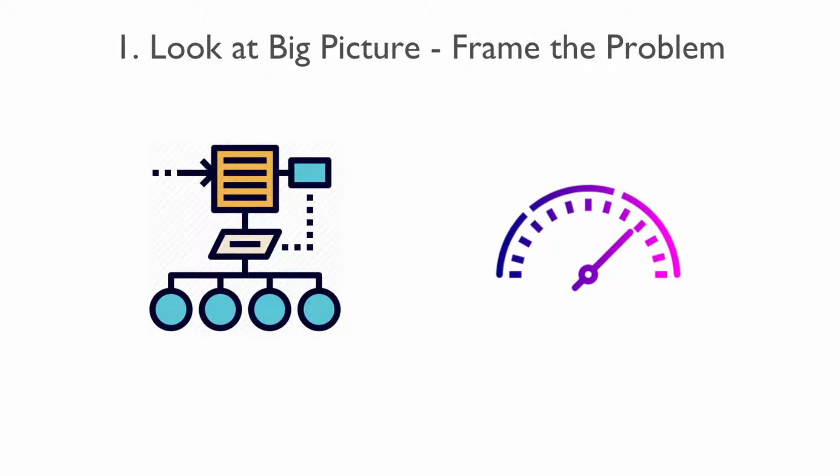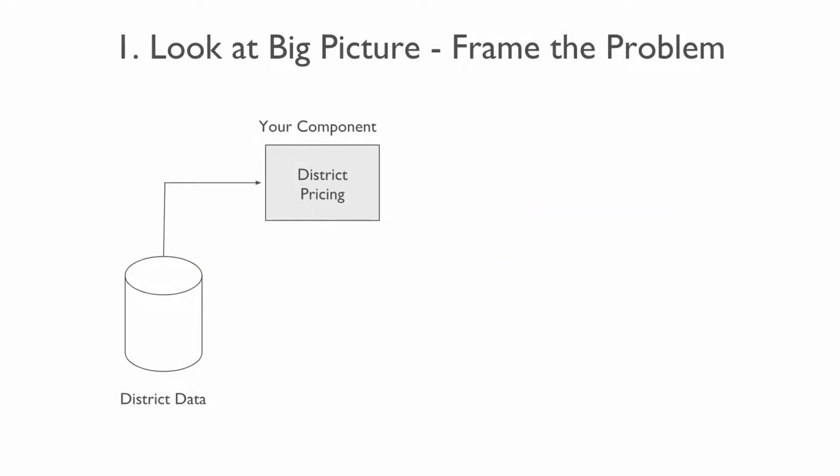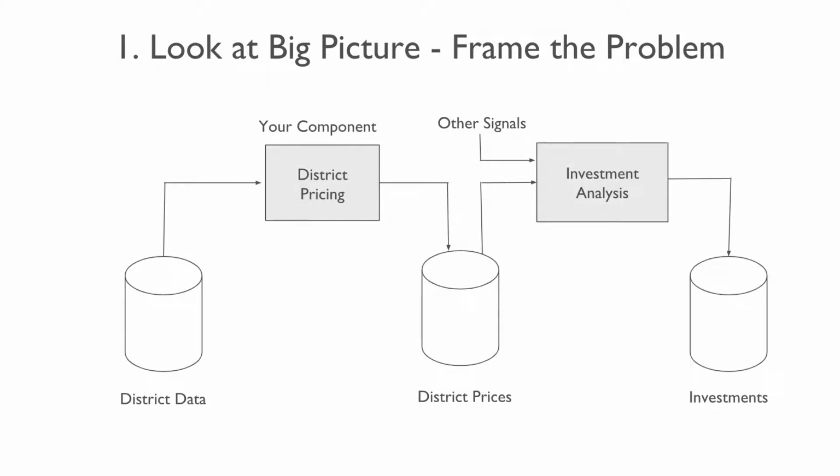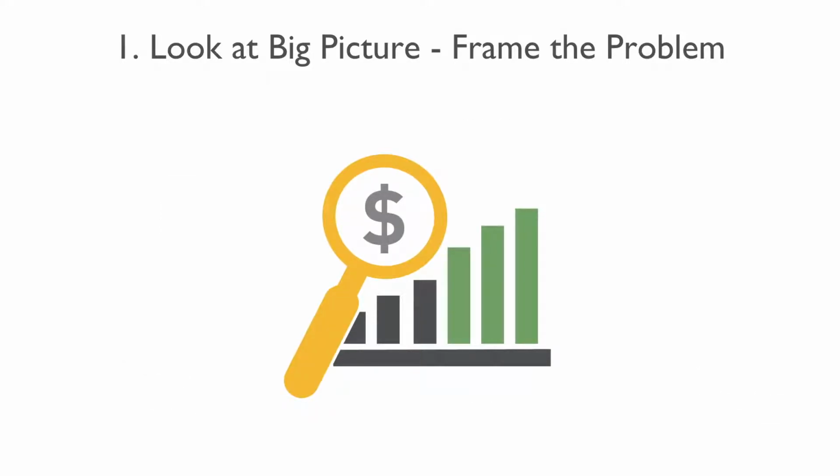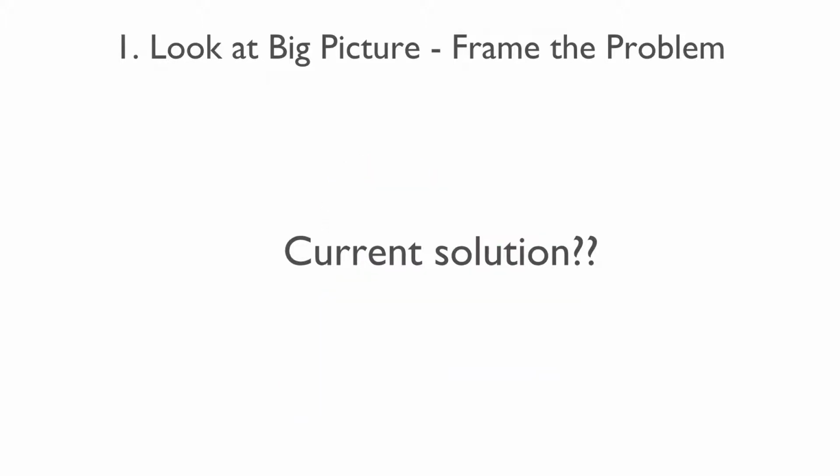Say, after discussing with the business team, we come to know that the housing prices predicted by the model will be fed to the investment analysis system. Based on the predicted housing prices and other signals, this system will determine if it is worth investing in a given area or not. Getting this right is critical as it directly affects revenue. The next question to ask is if there is any current solution and what it looks like.